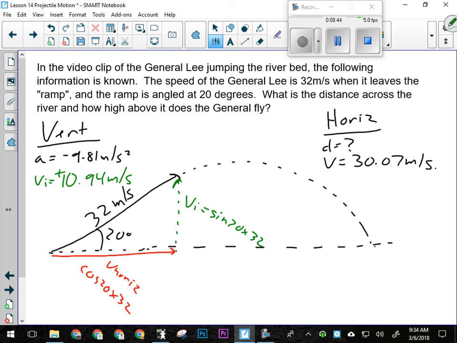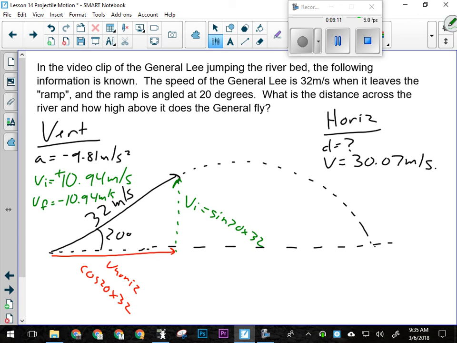All right, since both sides of the riverbed are the same height, how fast vertically is the General Lee going when it hits the ground on the other side? Right, the same speed it left at, because it goes up and back down the same distance at the same rate of acceleration. So in the perfect physical world, when it re-encounters the ground at the same height, it would be moving at exactly the same magnitude, but opposite direction.